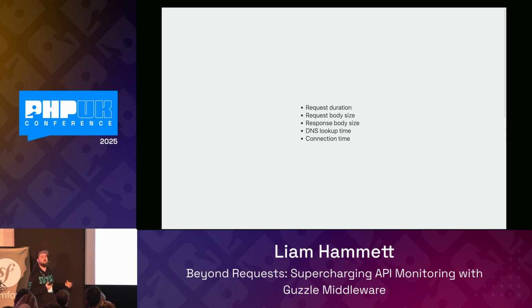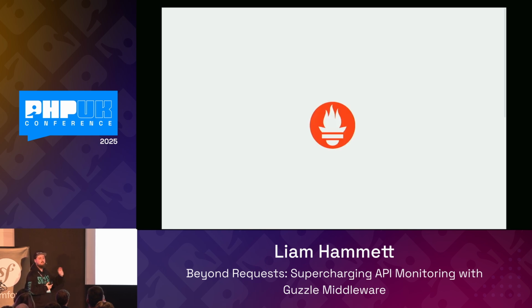We don't only need to know about the request length, but you can record so much other data as well. You can record stuff like the request and response body size and see how much data you're sending over the wire. You can see how much time you're wasting on doing DNS lookups or connecting to services. Maybe you need to run your application from another location if you're calling an API that's only available in one location.